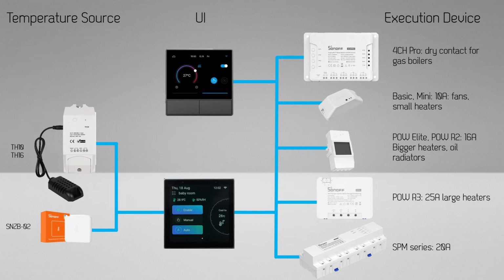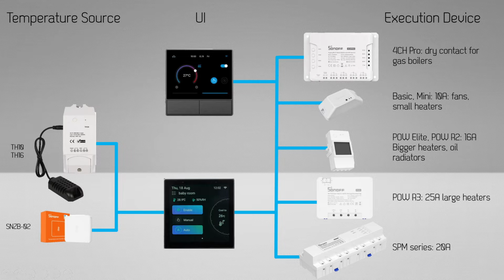And now I want to talk about how these connections look. So there are usually three main components to any thermostat. You need a screen where you can control the temperature that you want to set, and these would be the NSPanel here on the top, or the NSPanel Pro here on the bottom.